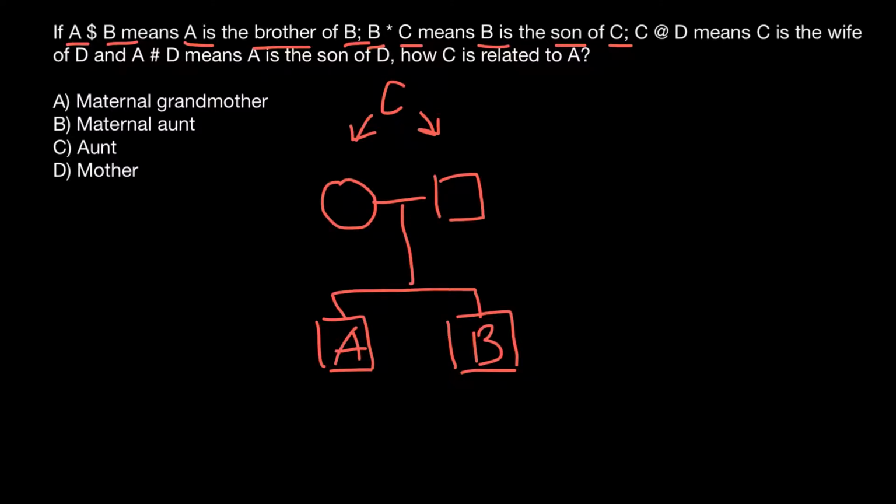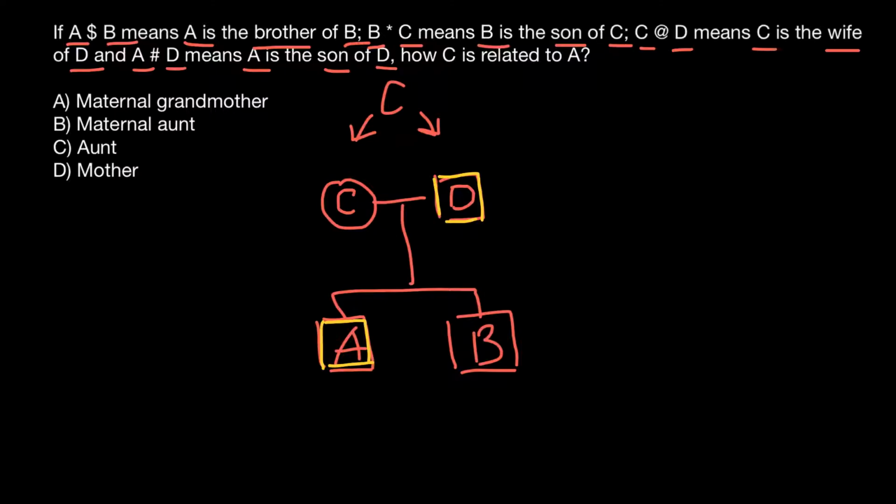So next, C @ D means C is a wife of D. So now we know that we have to put C here, and she is the wife of D. So we can put D here. And A # D means A is a son of D, and we see that A is a son of D.